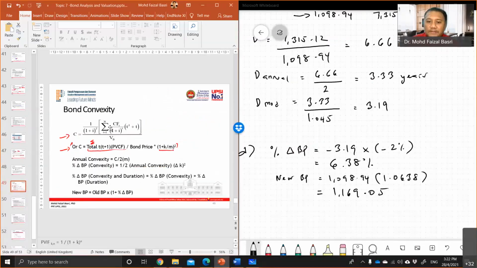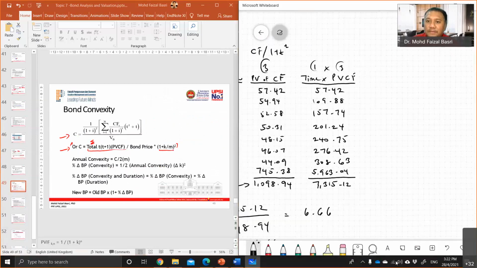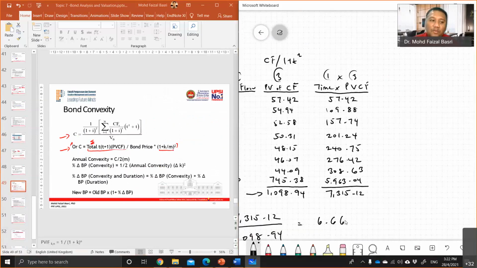Anyway, if we go back to the table here, we can add one more column on the right hand side after time times PVCF. Based on this equation, it is a total, meaning we need to find the total afterwards. It is based on T times T plus 1 times PVCF. So if I write here T, which is the time, multiply with T plus 1, and we multiply with PVCF.